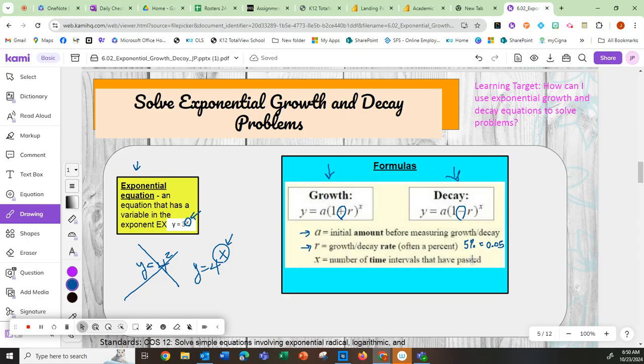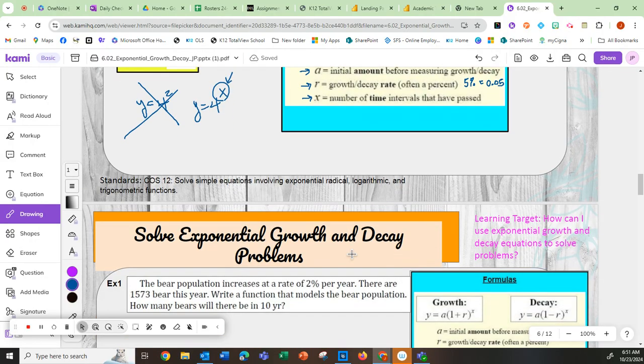We don't use 5% in formulas. We have to change it to its decimal form, so don't forget to do that. And X is going to represent the time. Has it been 10 years? Has it been 5 years? Has it been 8 years? And then we just plug everything straight into the formula, and we're going to be solving for Y. Y could be money. Y could be number of cats. So it just depends on the problem.